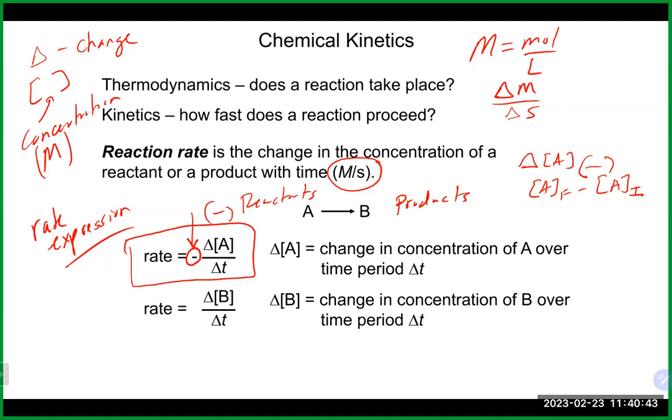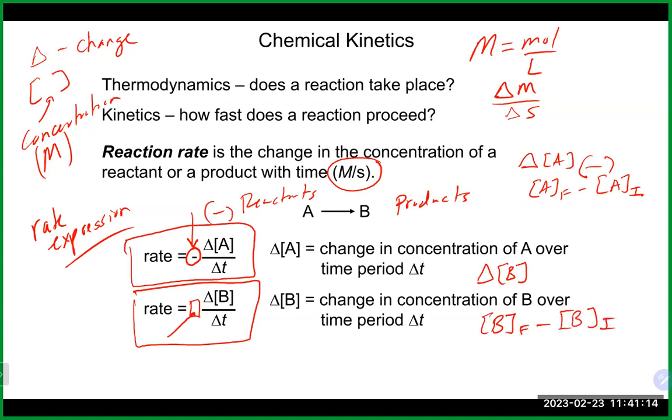We could also write a rate expression here for B, which looks something like this. The rate is equal to the change in concentration of B over the change in time. In this case, because it is the products and we're expecting them to increase with time, we do not have the negative, so it is a positive that's there. And in that case, when we think about the change in the concentration of B, which is our products in this example, that would be the concentration of B at the end minus the concentration of B initially. In this particular case, the concentration at the end is actually larger than your initial because you're making products. So you will get a positive number when you calculate that part of it.